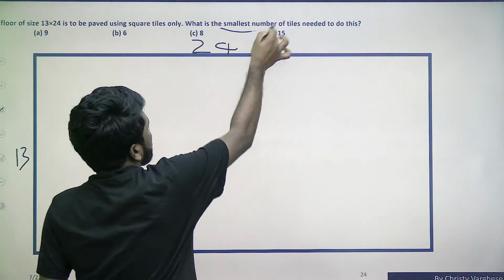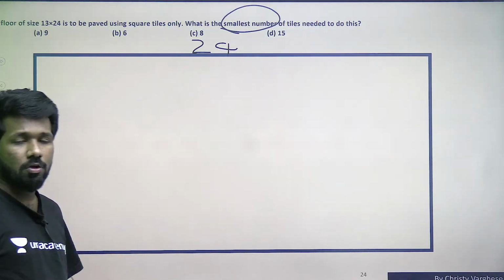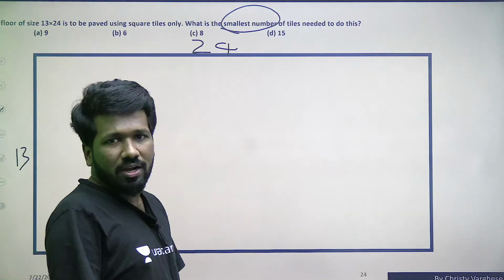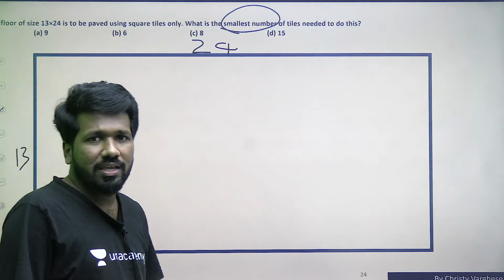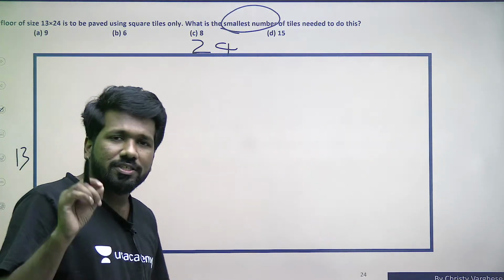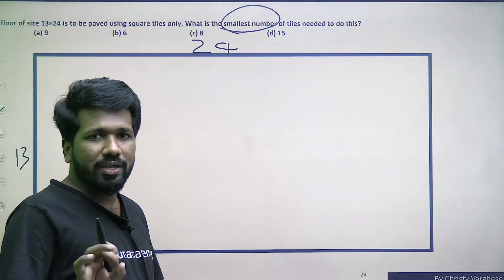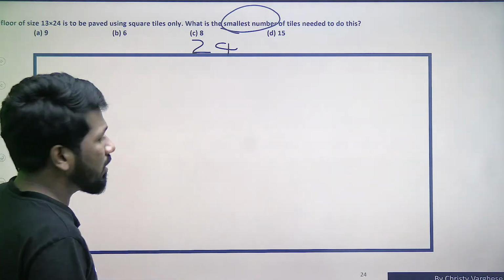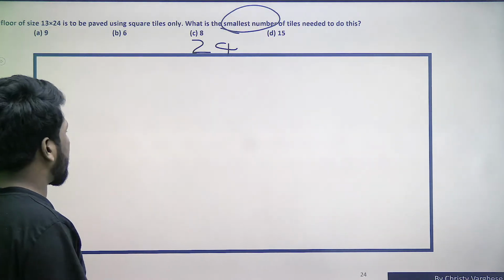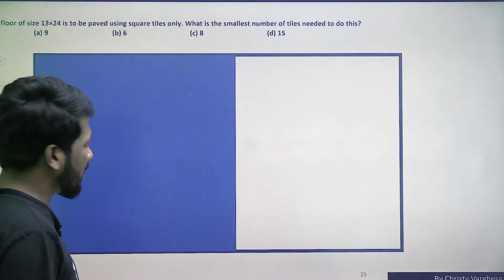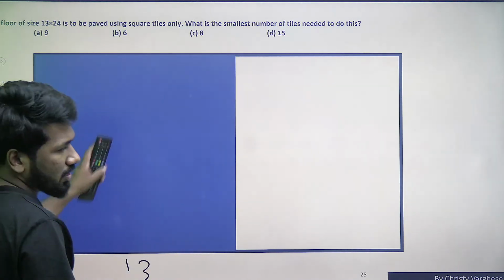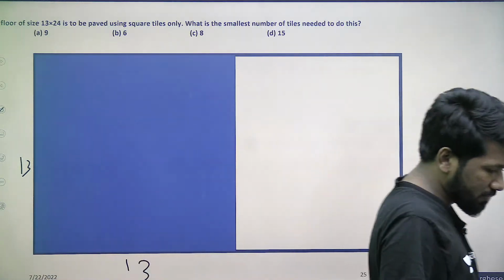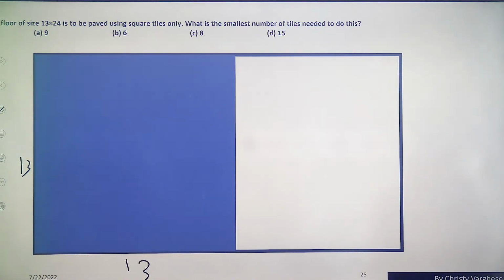So if we want the smallest number, the minimum number, we have to use the maximum size squares. In this 13 by 24 area, the maximum square that can be fixed inside will be 13 by 13, a square of side length 13. Did you all understand why a square of side length 13? A square like this can be filled in this, because we want to minimize the number of squares, so we fix the maximum sized square.